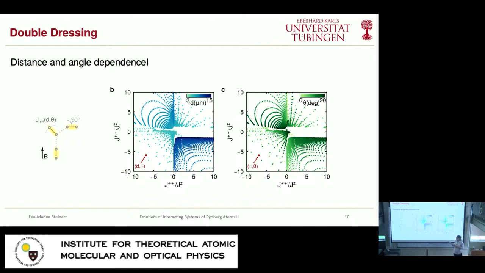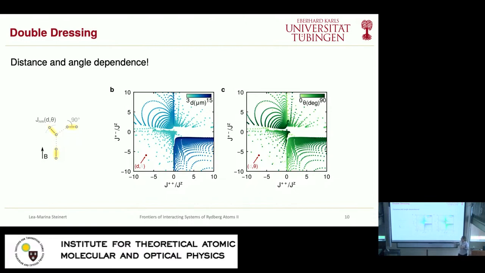All right. So this allows us to generate almost any interaction ratio, which is shown here in those two plots. Those are simulations for different interaction ratios. On the x-axis, you can see the flop-flop interaction over the JZ term. On the y-axis, the flip-flop interaction over the JZ term. And those are exactly the same simulation points, but each of them carries two pieces of information, a positional information and an angular information.